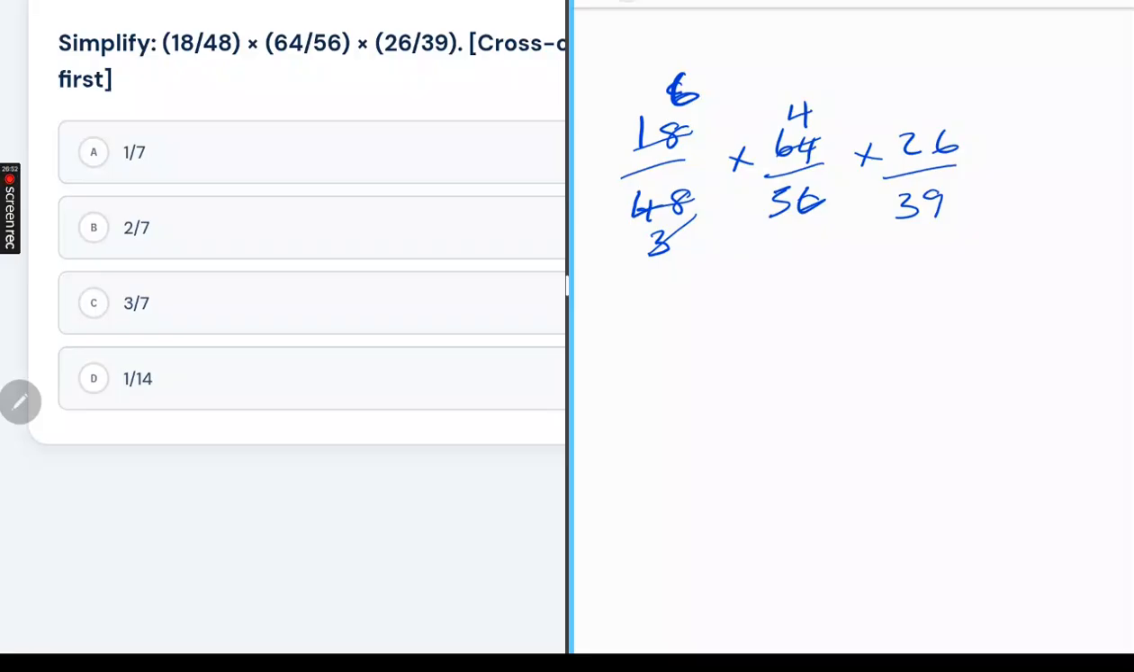Something can divide 26 and 39. That is 13, right? Yes. So this is going to be 2, and this one is going to be 3. Okay, so let's finish with this 3 as numerator. We are finished with it. It has divided this 6 to give us 2.